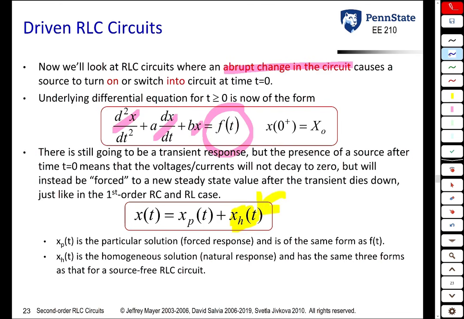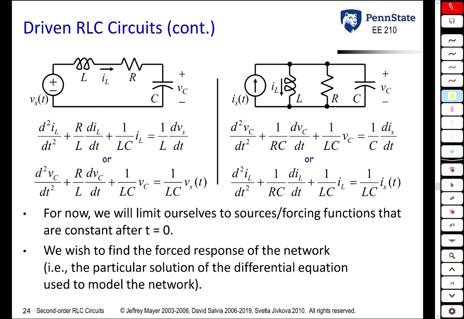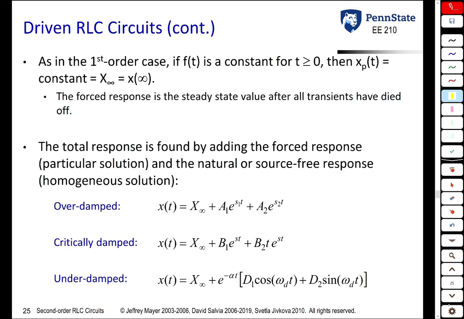What this means is the total solution is going to consist of both a homogeneous solution like we had before. So this is what we had in the source-free case, but now we're also going to have a particular solution which is of the same form as whatever this forcing function is. In this class, the forcing function is going to be a constant, and so that term is going to be a constant. So when it's all said and done, we know that the particular solution, or the forced response, is just going to be a constant. We'll call it x of infinity.